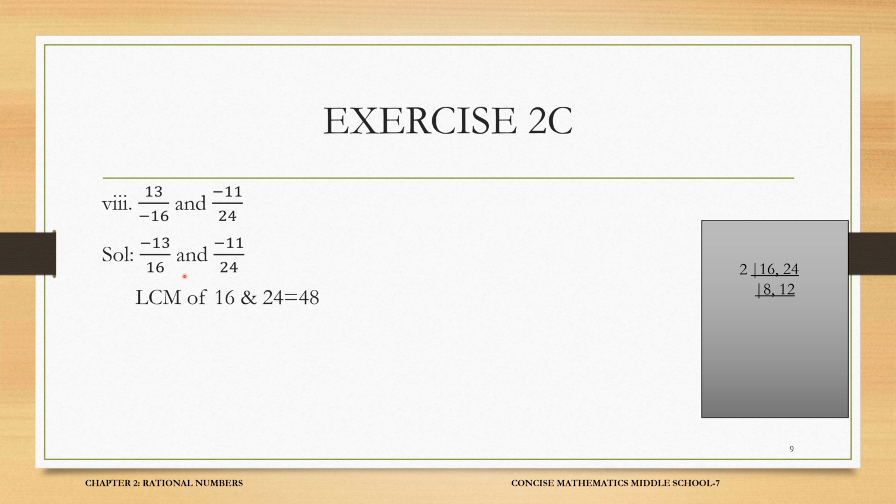2 8s are 16, 2 12s are 24, 2 4s are 8, 2 6s are 12. Again it's divisible with 2. 2 2s are 4, 2 3s are 6, 2 1s are 2, 3 1s are 3. So 2 into 2 into 2 into 2 into 3. So it becomes 48. Now just take the first rational number, that is minus 13 by 16, and to make the 16 into 48, with which number do you have to multiply.